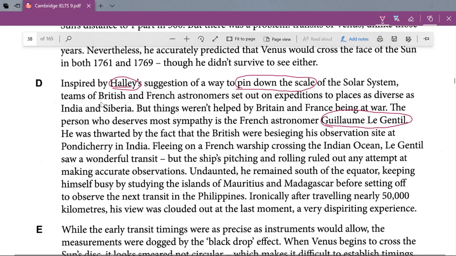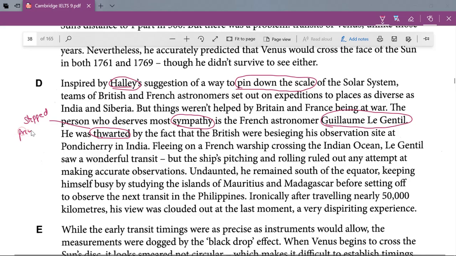Inspired by Halley's suggestion for a way to pin down the scale of the solar system. Pin down the scale. See, what idiomatic English. Pin down the scale means measure the distance or how long it is. You can see the way they use English. Pin down the scale means understand the length of it. Teams of British and French astronomers set out on expeditions. So these guys are roaming here and there in these places.